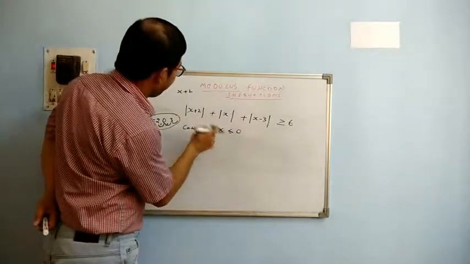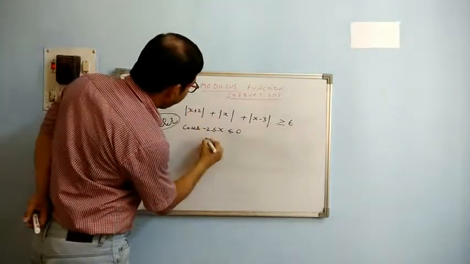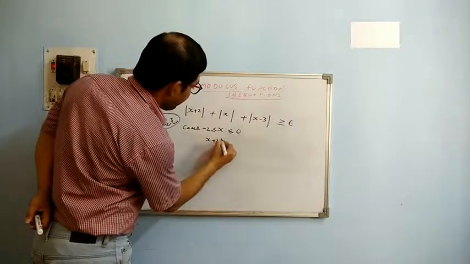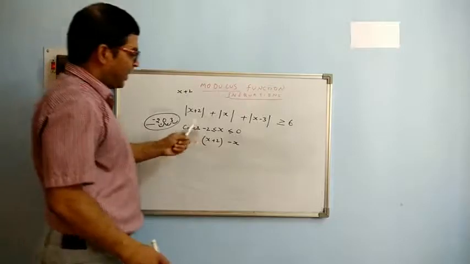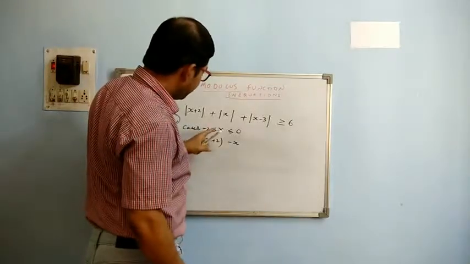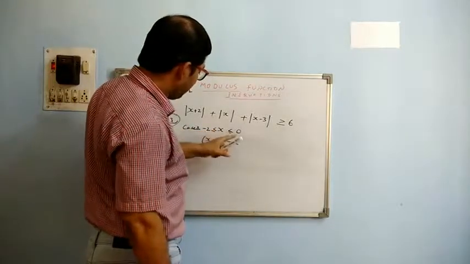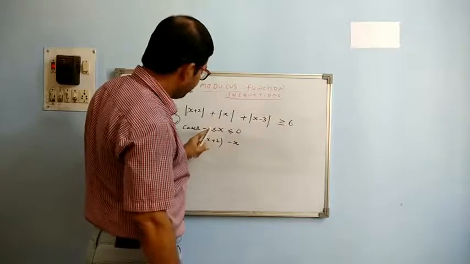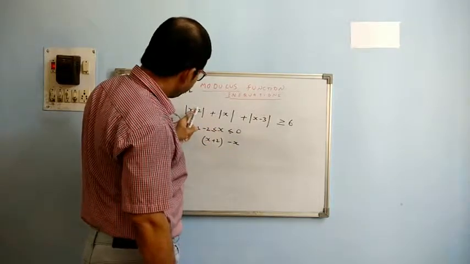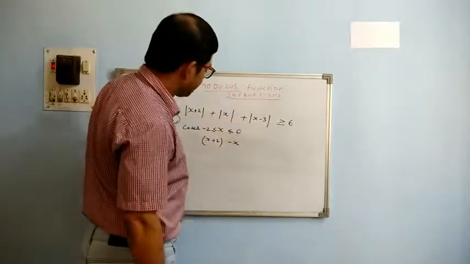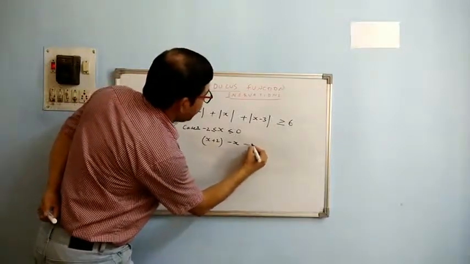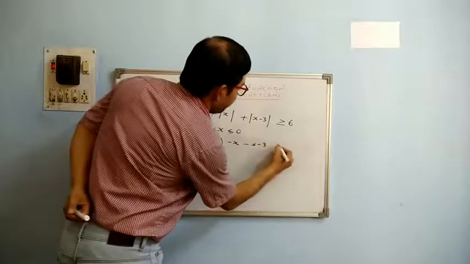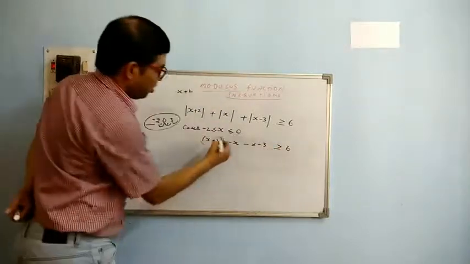Between, it is greater than -2, so it will be positive. This is negative. Again you apply that technique, that x is between -2 and 0. You take something between this. If you take -1, this is positive, this is negative, this is negative. Very easy technique I am giving you. So this is negative, greater than or equal to 6.